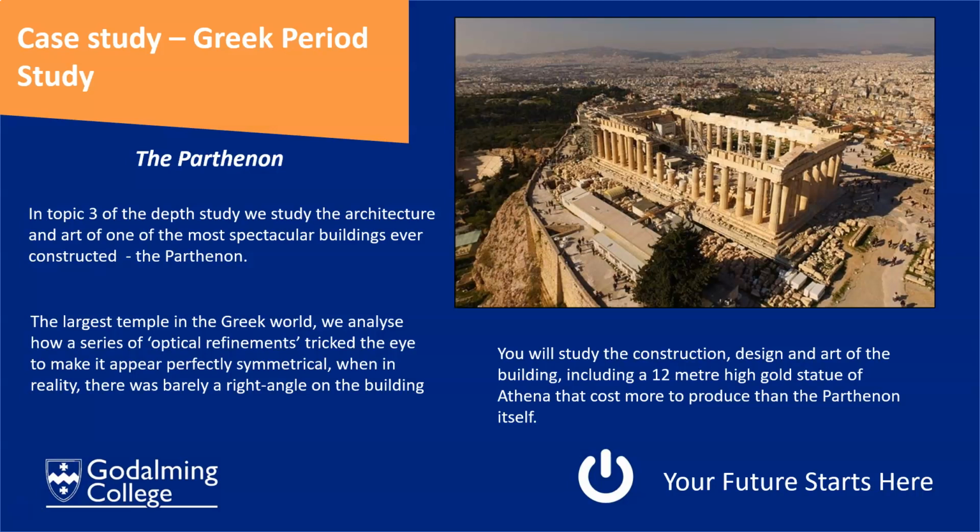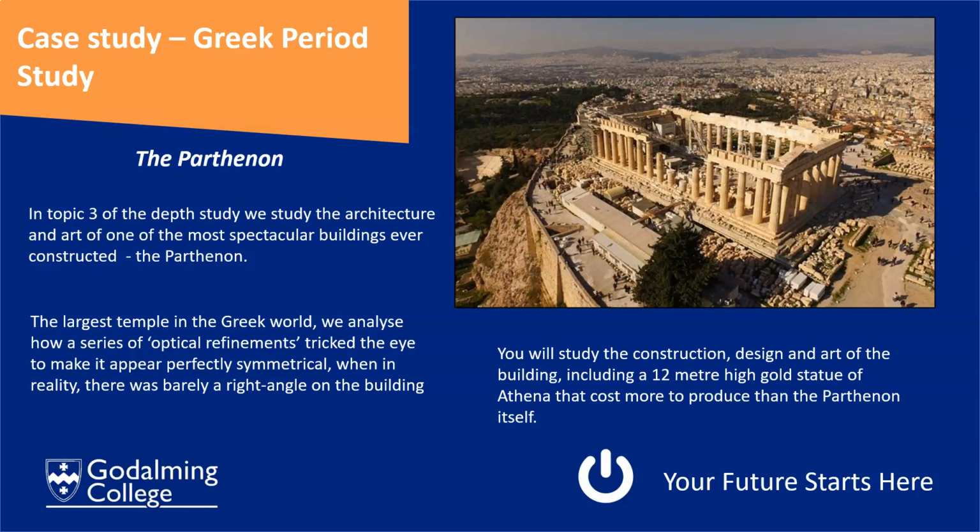It's full, for example, of optical refinements that make it look perfectly designed. It makes it look like it's just right angles everywhere, when in reality there isn't a right angle on the building. All of the pillars lean in slightly to give you the illusion of it being perfect. There's lots and lots of these different tricks, all of which were carried out in an age that doesn't have calculators and doesn't have computing power.